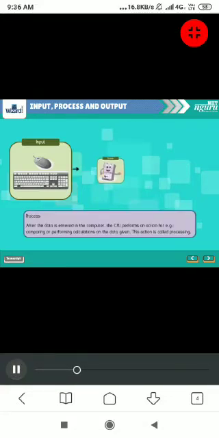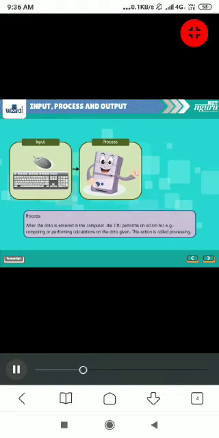Step 2. Process. After entering the data, the CPU performs actions on the data. These actions can be comparing or performing calculations on the data given. The action performed on the data by the CPU is called processing.